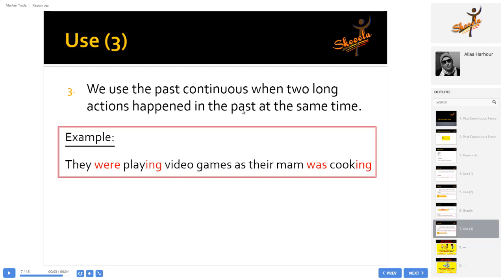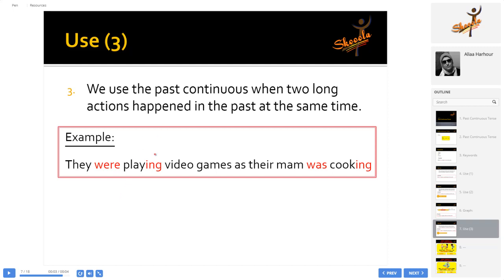So as she was cooking, for example, this is not written in front of you, but just an extra example. As she was cooking, her boy was watching TV. Both of them are long. Nothing interrupted the other. They happened simultaneously. What do I mean by simultaneously again? Yani at the same time.